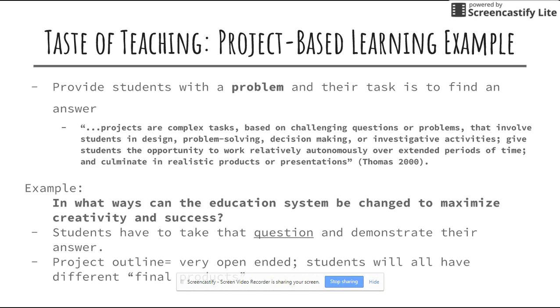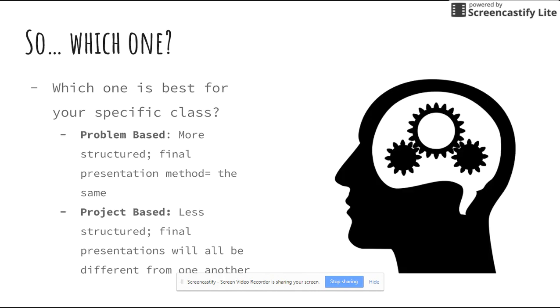I've actually done this before. I've used this question, and we had students actually physically build schools. We had students create a different website portal for applying to colleges. We had students create floor plans and design plans for schools. It was all over the place. However, they were able to answer that question. We had an exposition for this. When people asked, okay, so how does this maximize creativity and success, and how does it bring change to the current system? They had answers based on whatever they were presenting. So that was very interesting.